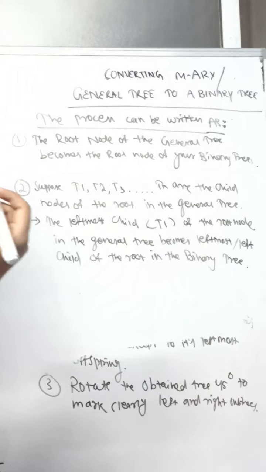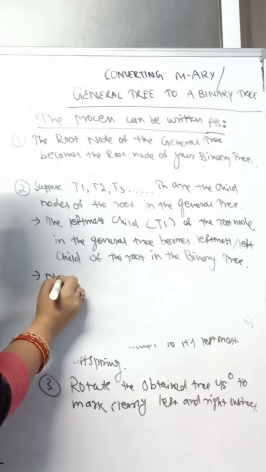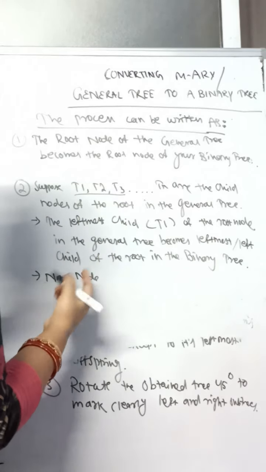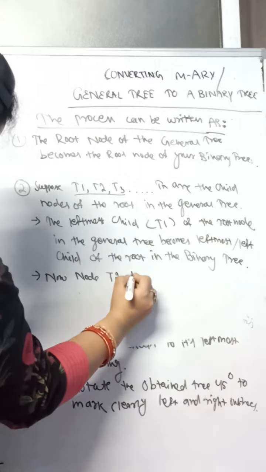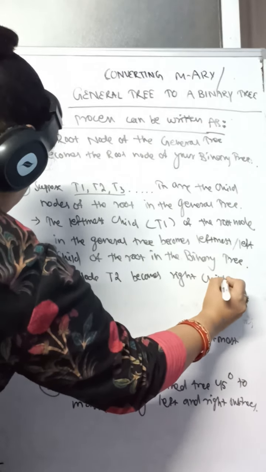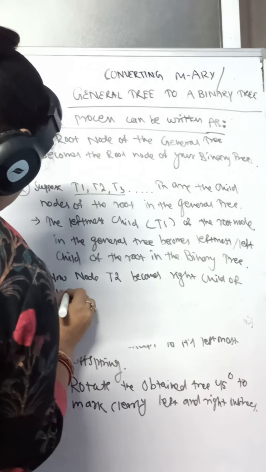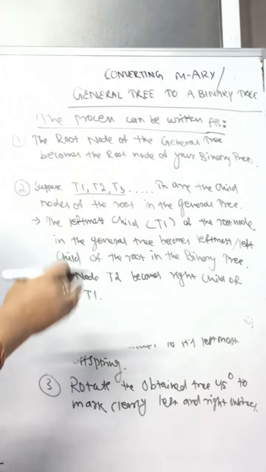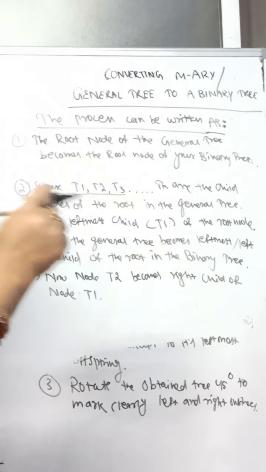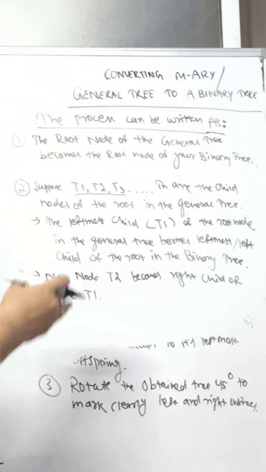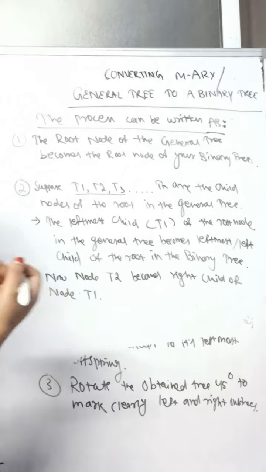You know that. Now see this T1, T2 and T3. Now the node T2 becomes the right child of your node T1. I have told you, yes, I have to keep the leftmost node in the general tree, and I have to erase all the connectivity between the parent and the child nodes. Now this right node will be the right child of your leftmost node.